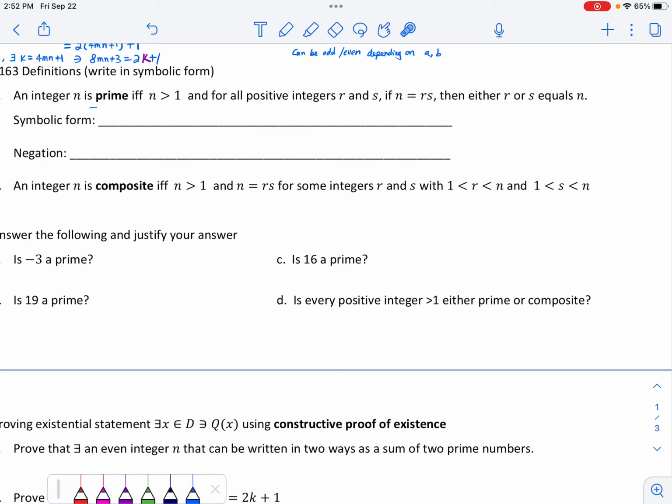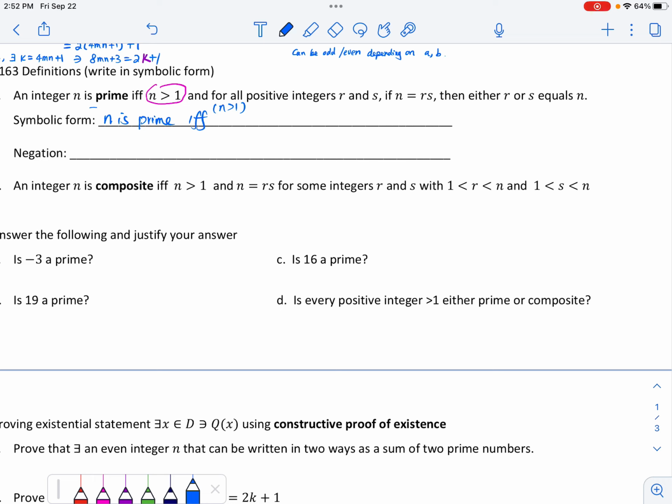For all positive integers, n is prime if and only if for all positive integers r and s, if n is equal to r times s, then either r or s equals n. So now, symbolically, that's what it is. So n is prime if and only if. By the way, I do not want to include n greater than 1 in the symbolic form because it is the kind of prerequisite for a number to be a prime. So I just focus on this part, if and only if.